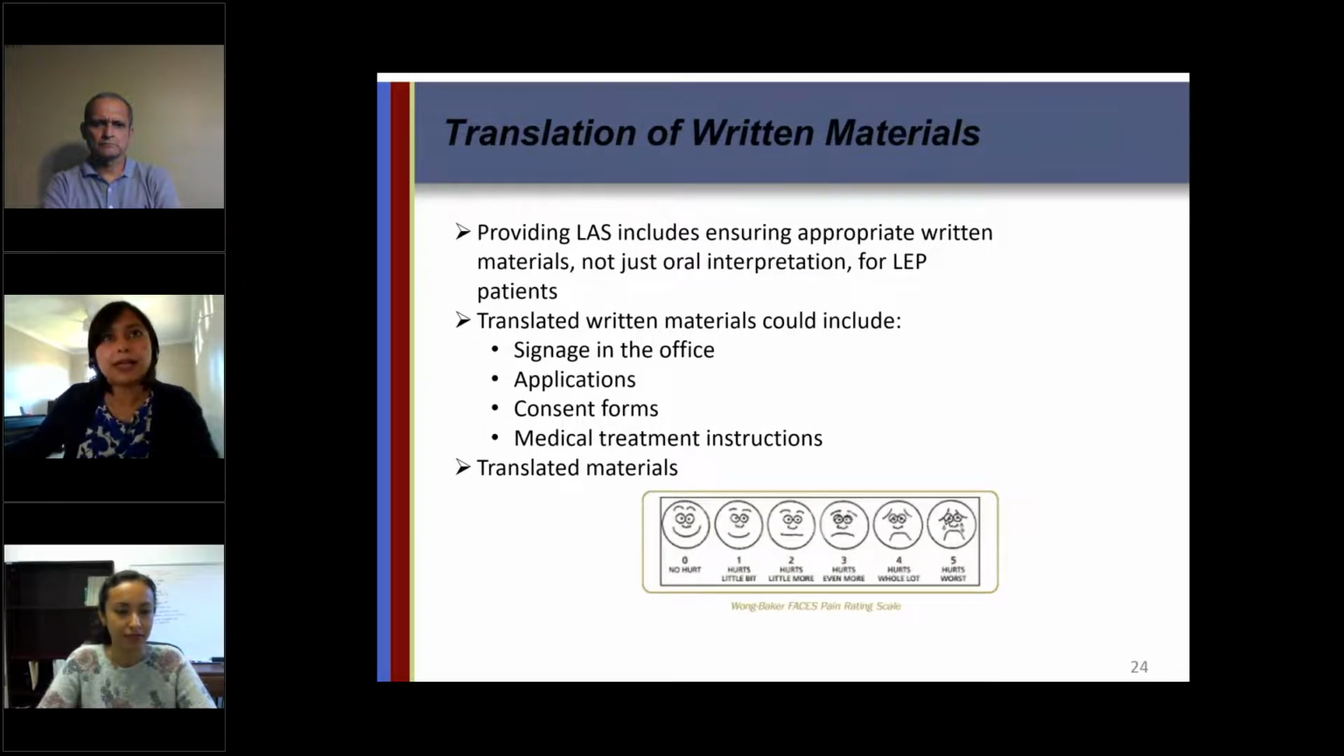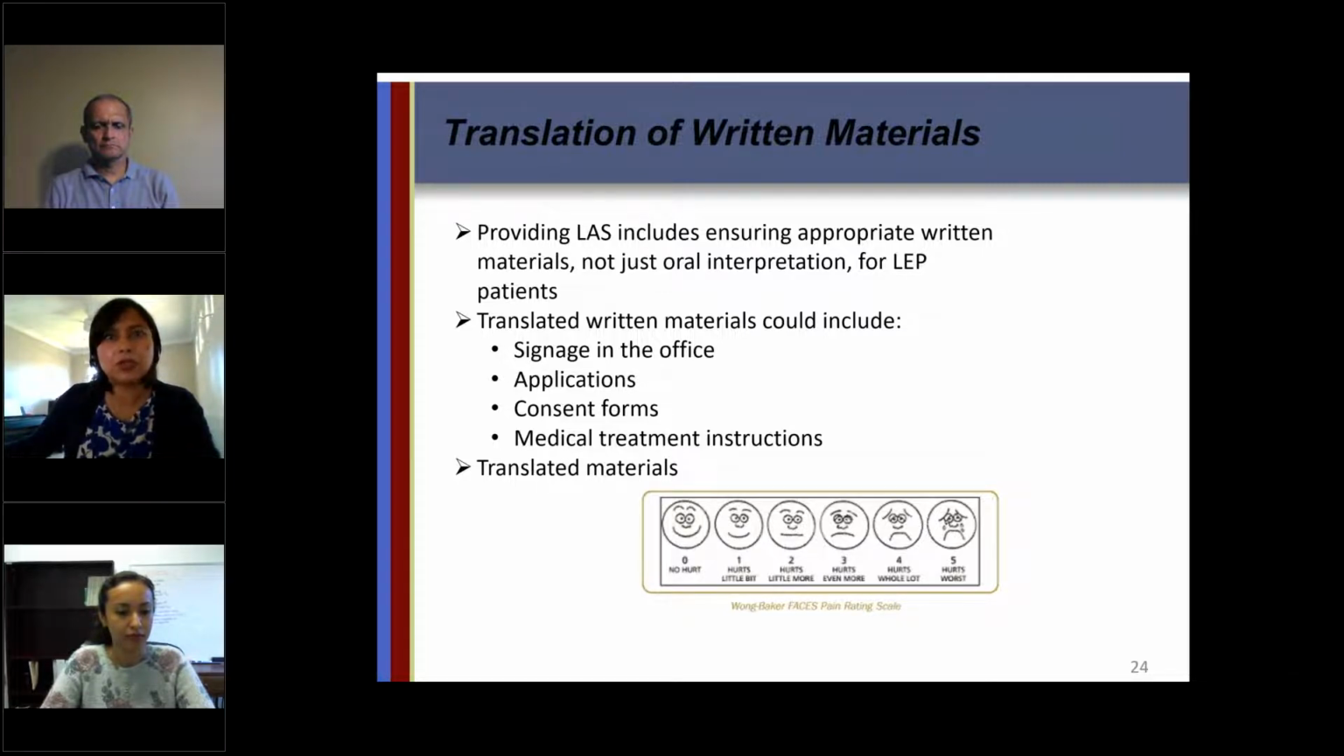Language access services also apply to written documents and materials. And again, translated written materials aren't a substitute for oral interpretation. As you think about providing written materials in your office, please don't assume that your patients can read written language. It's possible that the patient's reading level may be lower than the level of the materials. So graphic-based materials can be a useful tool in these types of situations.